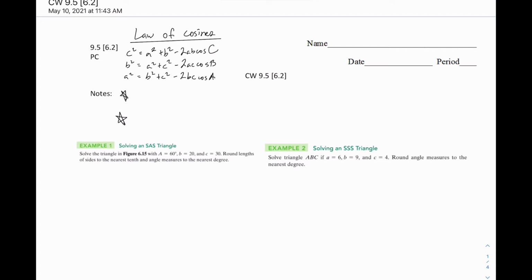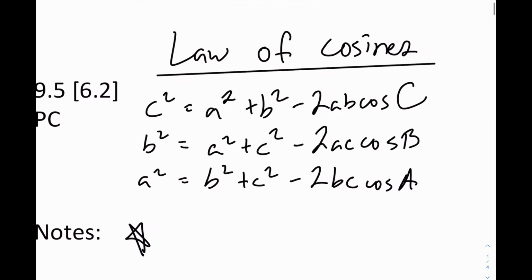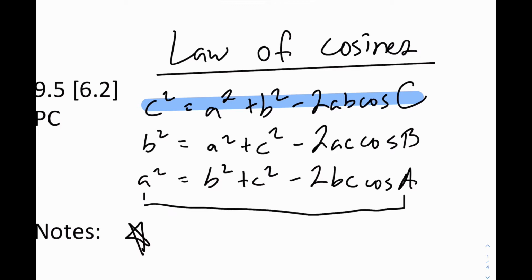Welcome to CW 9.5. Today we're talking about the law of cosines. So take a minute and just write down the law here. Notice how there are three versions, but the main version we're going to use is this one right here. And the main thing to note is that the back ends match. So these letters must match.